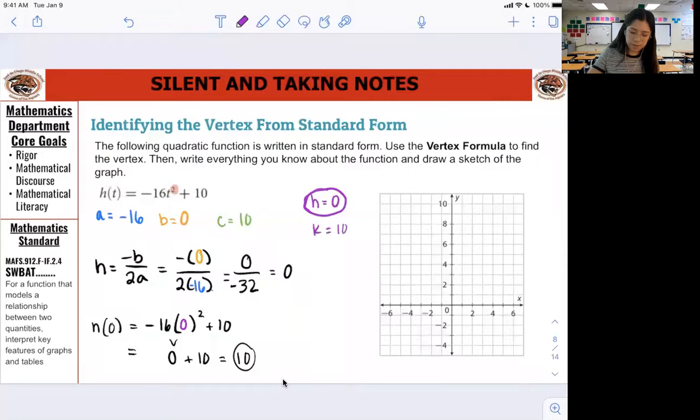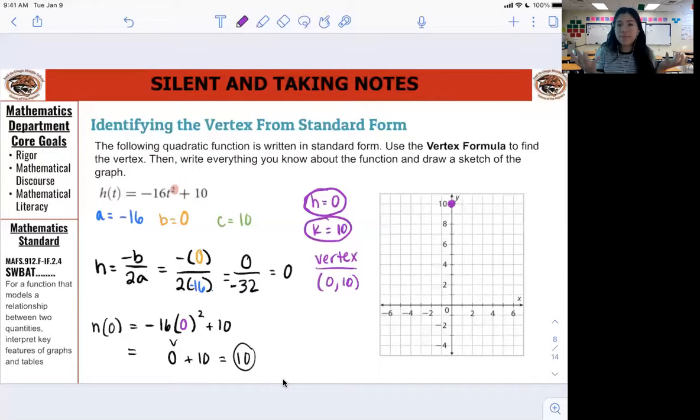Well, hold up. Where else do we see a 10? Oh, it's also the y-intercept. Therefore, it starts off at the y-intercept. The vertex is the y-intercept. Exactly. So (0, 10) is here. The vertex and the y-intercept are the same point.